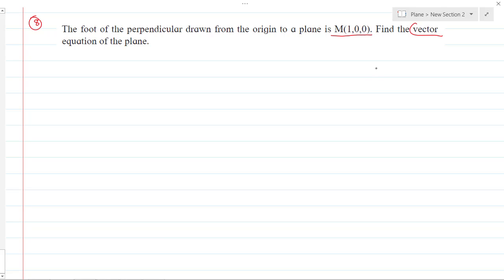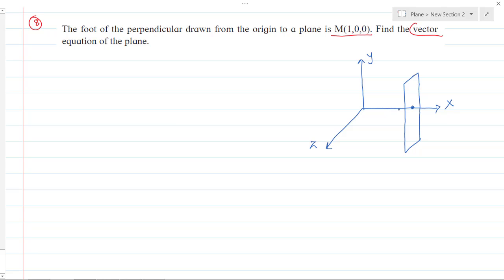Okay, so first let's draw the figure. So let me have the x-axis, y-axis and z-axis. This is the y-axis, this is the x-axis, and this is our z-axis. So the point M is lying here. Its y and z coordinates are 0, and this is the foot of the perpendicular. Since this is the perpendicular, we will have the plane like this.